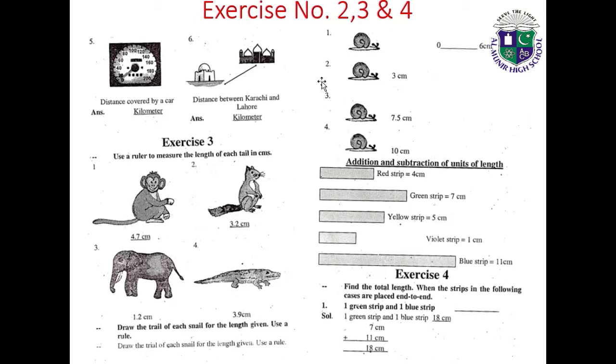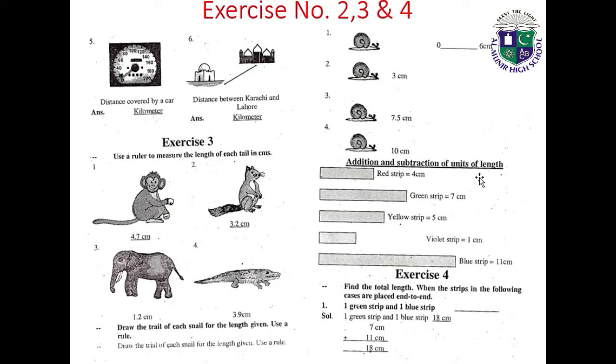Exercise 3. Use the ruler to measure the length of each tail in centimeters. Monkey's tail 3.2 centimeter, mouse's tail 1.2 centimeters, elephant's tail 3.9 centimeters, lizard's tail 4.7 centimeters. Draw the trail of each snail of the length given. Use a ruler. 6 centimeter, 3 centimeter, 7.5 centimeter, 10 centimeter.